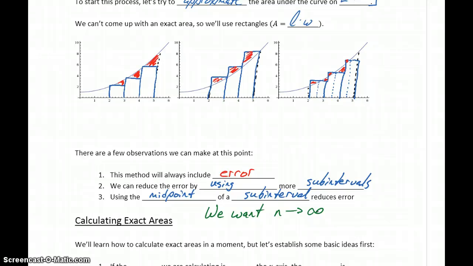approach infinity. So this gets back into the idea of limits. We can't actually draw an infinite number of rectangles. We can't calculate the area of an infinite number of rectangles, but the idea that we're going for is increasing this number of rectangular regions, getting more and more and more until n is significantly large and particularly approaching infinity.